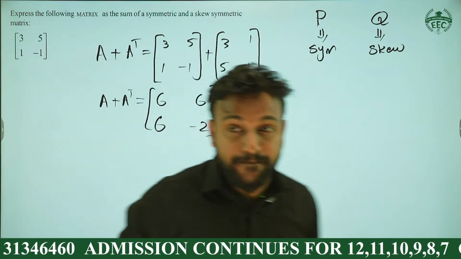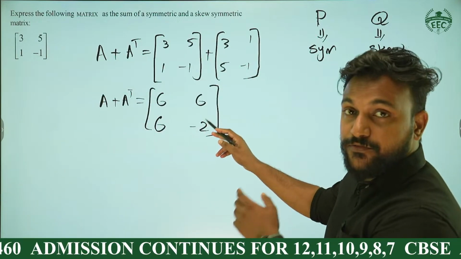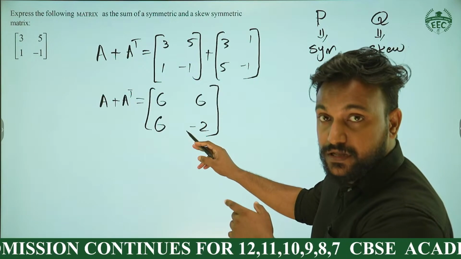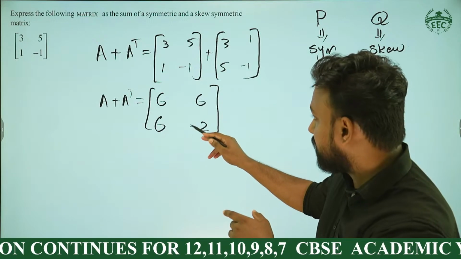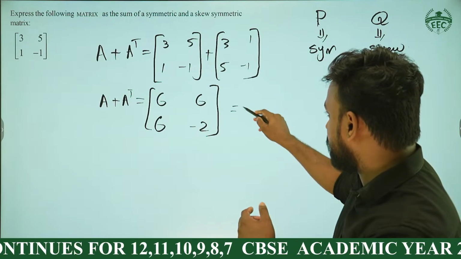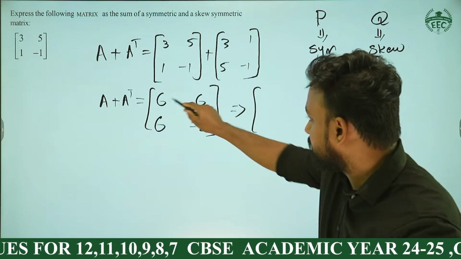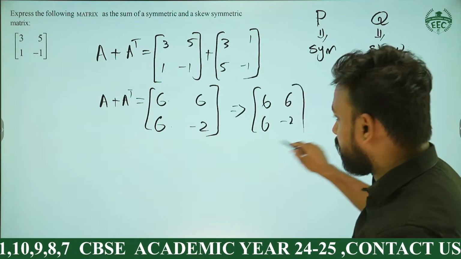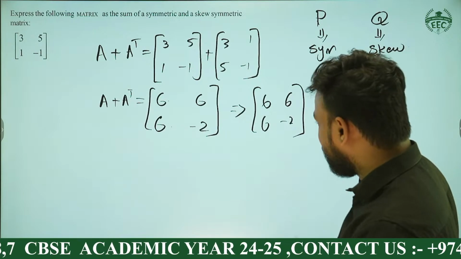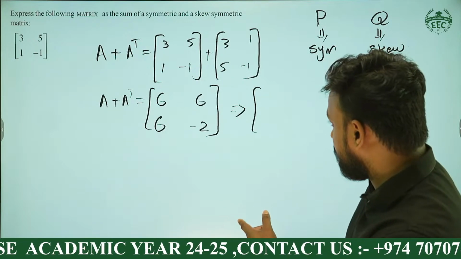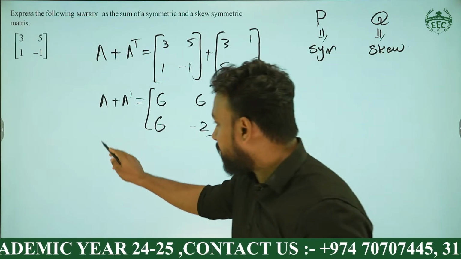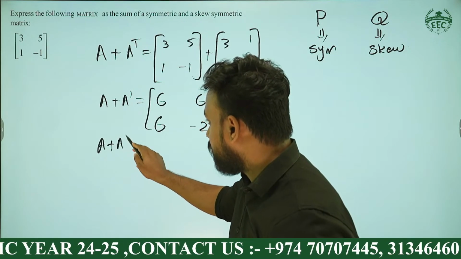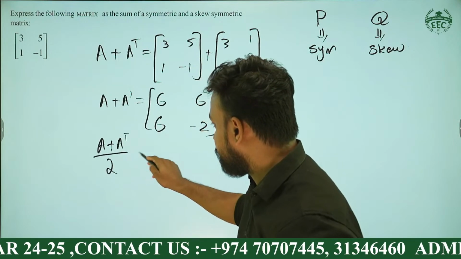Listen here. If you find the transpose of this matrix, you will get this matrix itself. What is the transpose of this matrix? This 6 and this 6 come to the column, and this 6 and minus 2 come to the next column. What you will get? The same matrix. So it's a symmetric matrix, and I'm going to find the half of that matrix.